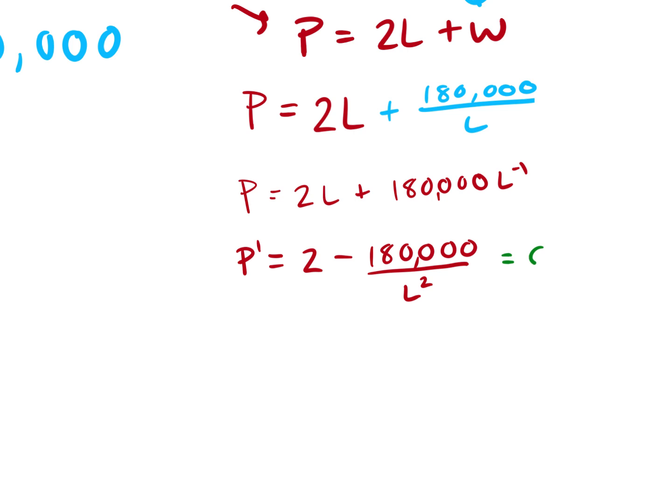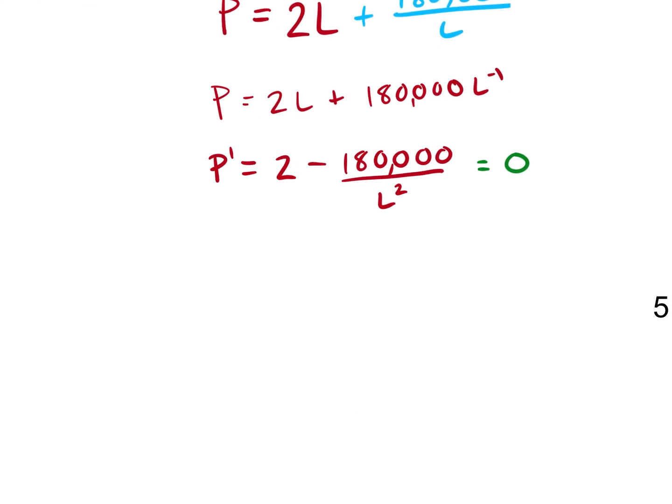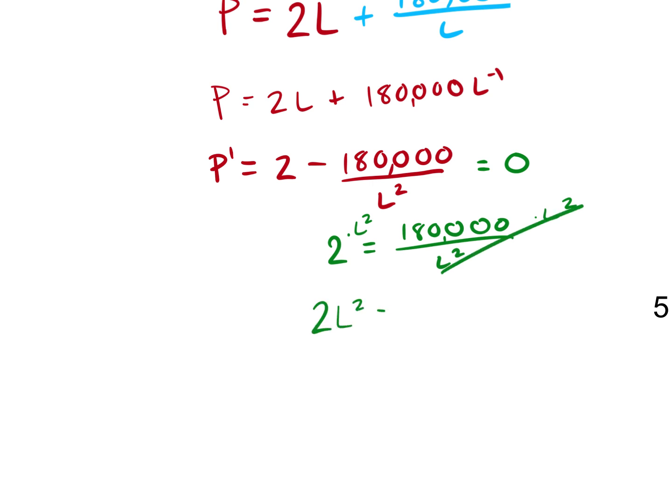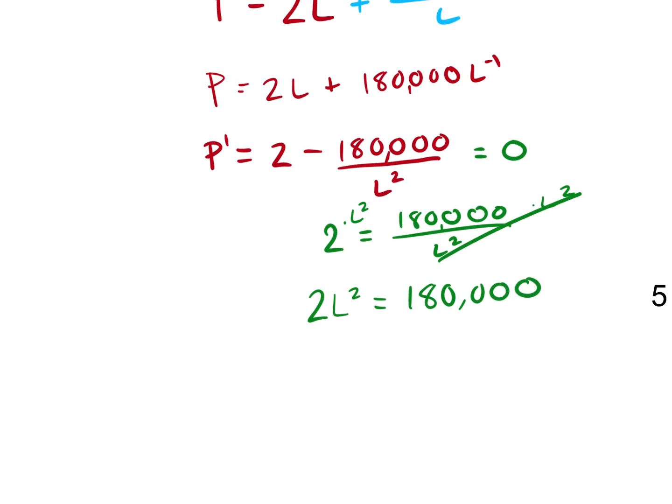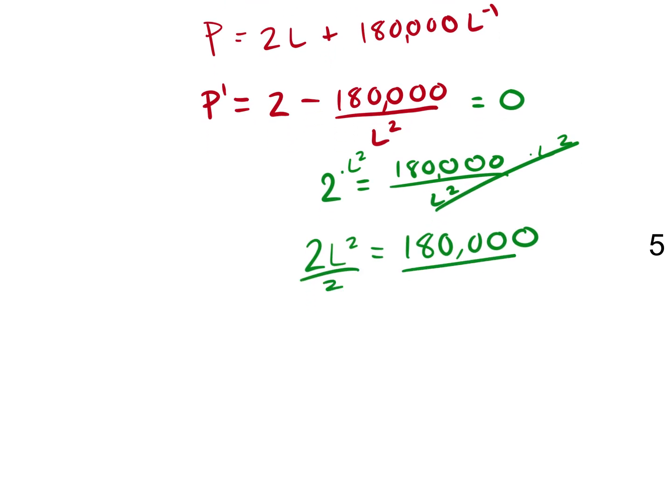Set our derivative equal to 0. Perfect. I'm going to add the 180,000 over L squared to the other side. What would we do next? Multiply both sides by L squared. So 2L squared equals 180,000. We can divide both sides by 2. So L squared equals 90,000.